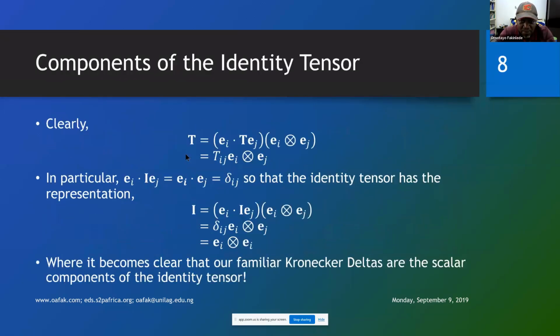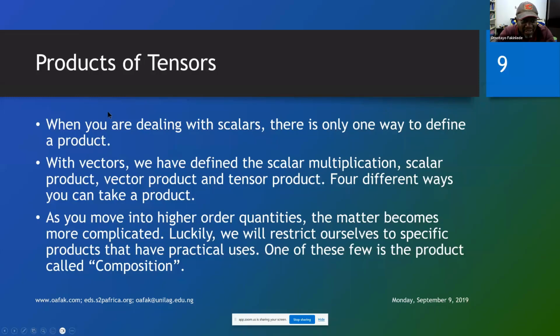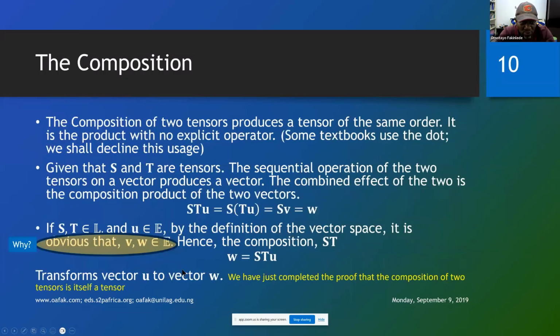The composition of 2 tensors produces a tensor of the same order. It is the product with no explicit operator. Some textbooks use the dot, which we decline to use. The reason we will not use the dot to indicate a product between 2 tensors is that anytime you see a dot like that, you can be sure that what is on the left-hand side and what is on the right-hand side are both vectors, so that there is no confusion. A single dot shows that you are multiplying vectors together to get a scalar product. We do not want to imply any other meaning to that.